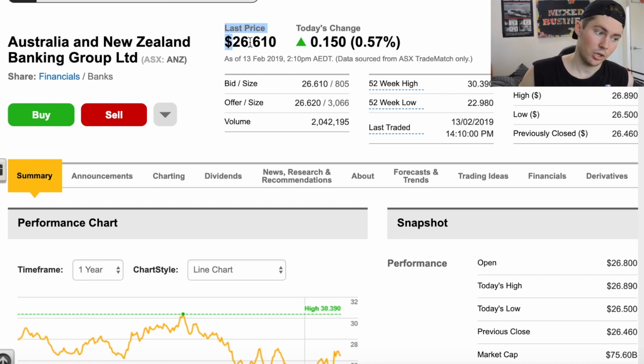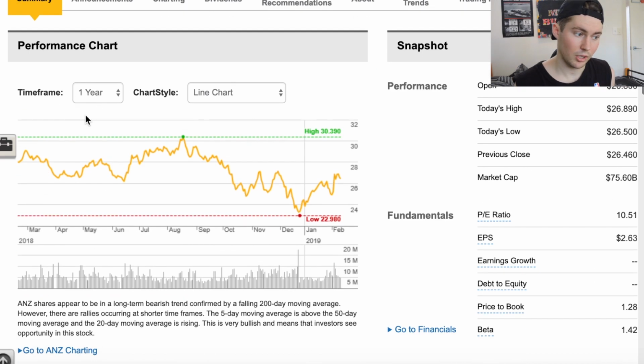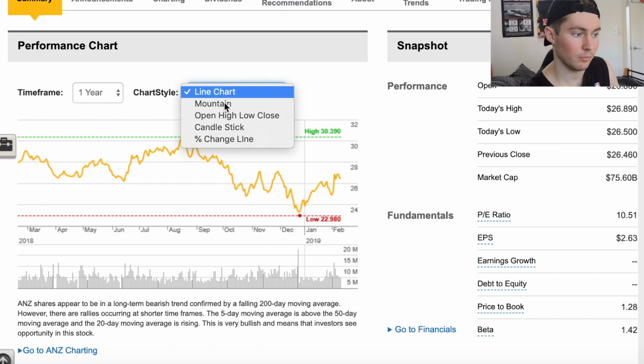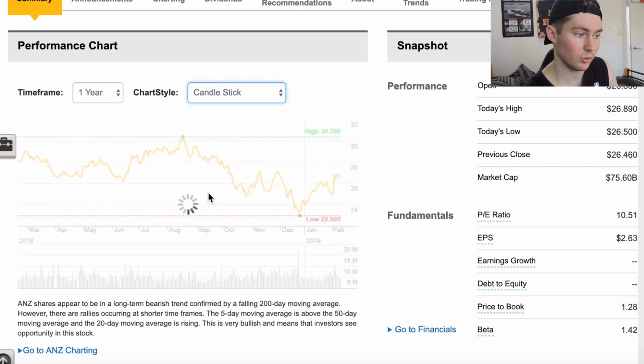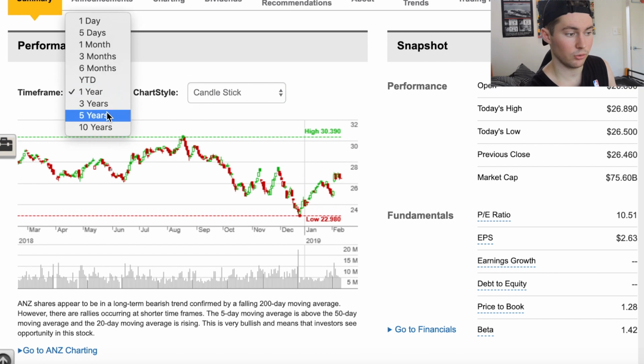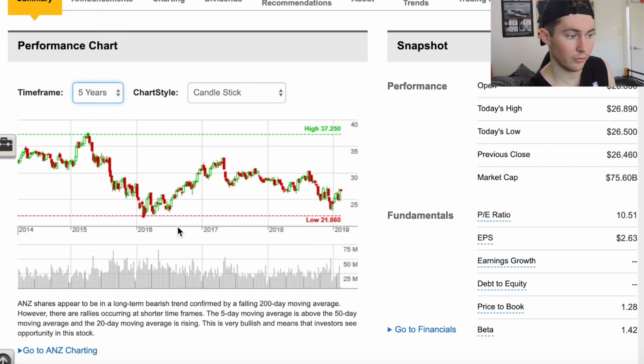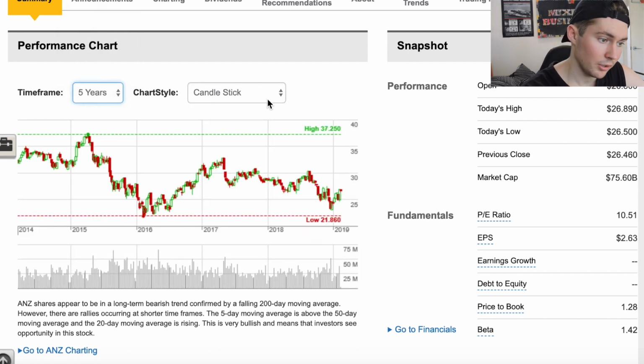Also, you're going to have this graph here. This is just a line chart. That's what's going to come up first, which is easy to read. You can kind of change the time zone kind of thing. I like looking at the candlestick charts, as I'll go through later when we look at Plus500. So that's all well and good.